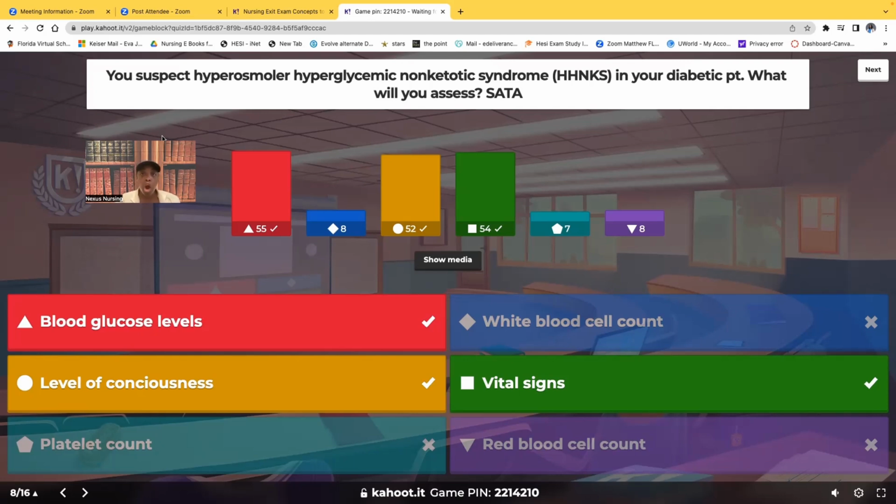RBCs, no. RBCs, remember, red blood cells, those are part of the blood. Hemoglobin is part of the RBCs. Oxygen is carried in hemoglobin. So you'd really be caring about the RBCs if your patient was bleeding out, we had internal hemorrhage going on, or maybe your patient was anemic. Then we'd be concerned about the RBCs, but not so much for the patient who's hyperglycemic in HHNKS. So for HHNKS, you definitely be looking at the blood glucose levels, level of consciousness, always vital signs, just those three. All right, let's move on to the next one.